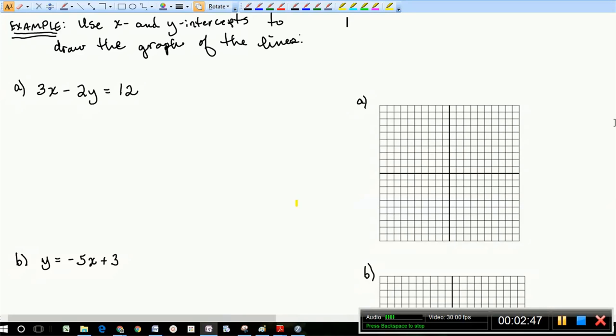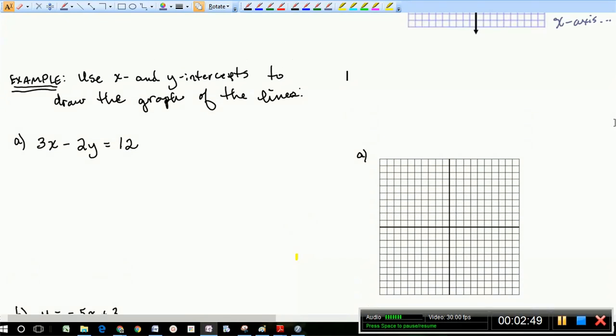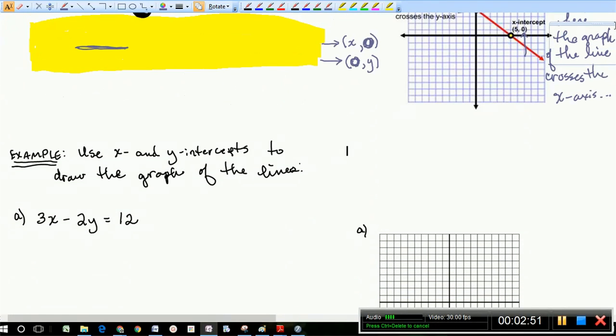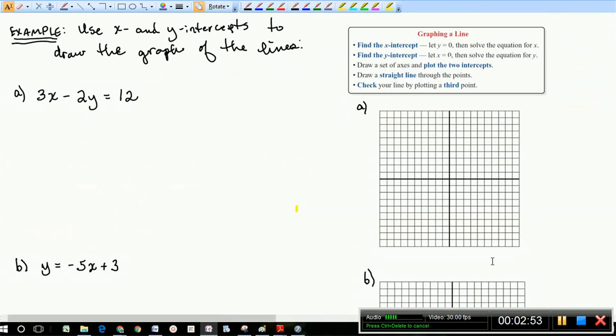Okay, so to help with this, what I'm going to do is bring down the note. Okay. So let's find the x-intercept first for 3x minus 2y is equal to 12. So we'll make a little note and put x-intercept is what we're looking for. So we're going to let y equal to 0.